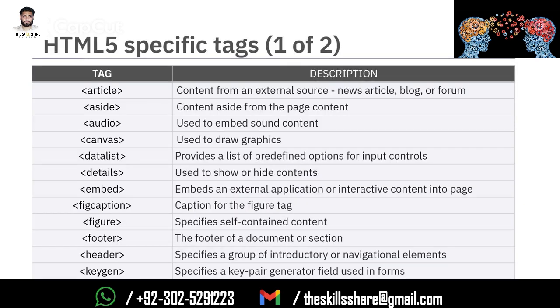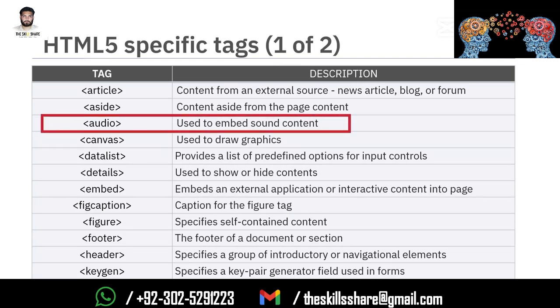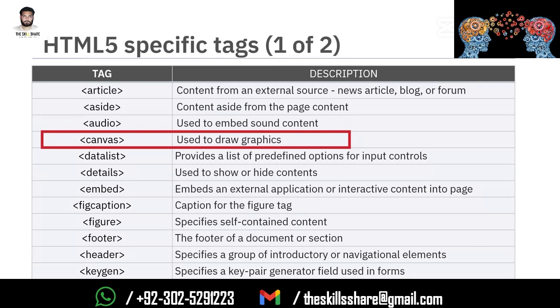There are many HTML5 specific elements. The table shows some of them. Notice that the HTML5 element tags have intuitive names, such as audio, that is used to embed sound content, and canvas, that is used for graphical content. Not all of these element tags are covered in this video, so take a moment to read through the table.